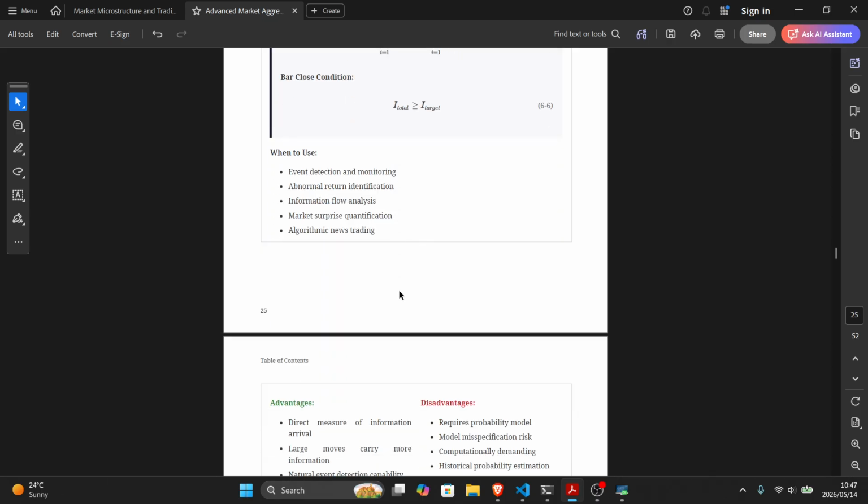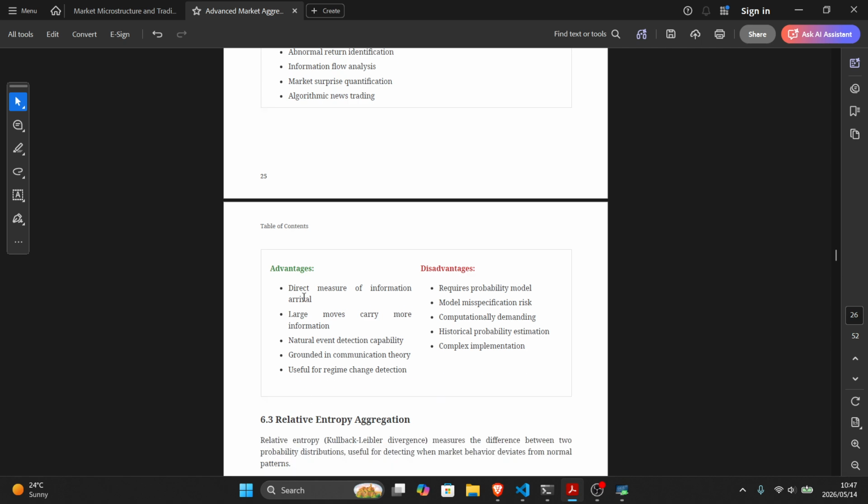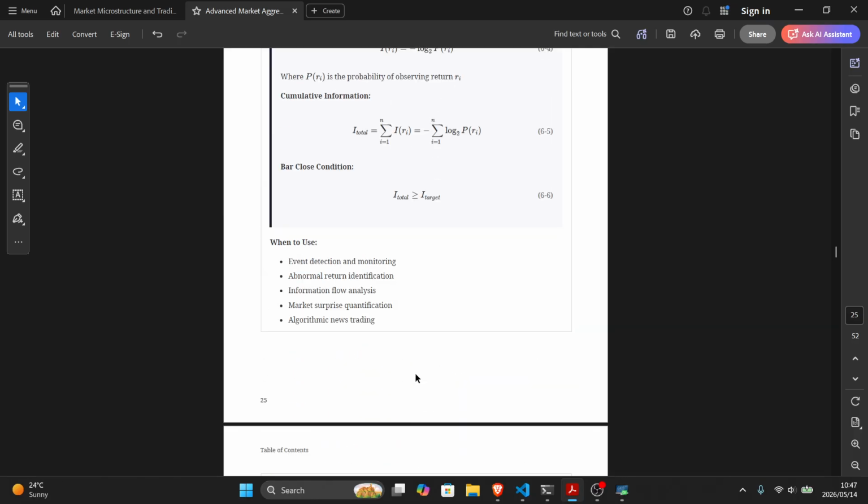Where do you use this type of aggregation? Event detection and monitoring, abnormal return identification, information flow analysis, market surprise quantification, algorithmic news trading. Advantages: direct measure of information arrival, large moves carry more information, natural event detection capability, grounded in communication theory, useful for regime change detection. The disadvantages: requires a probability model, misspecification risk, computationally demanding, historical probability estimation, complex implementation. Now let's get into the code.